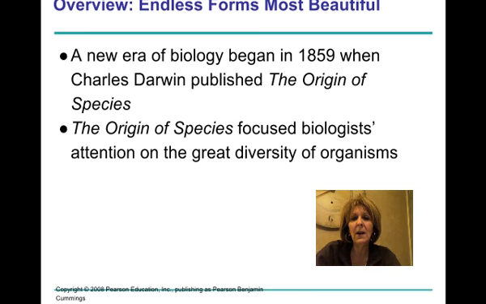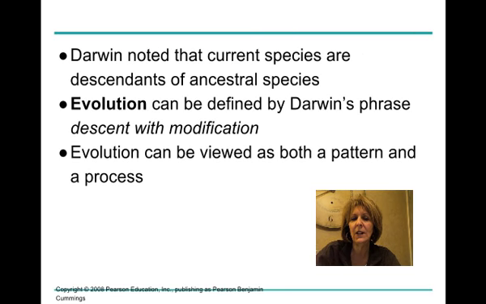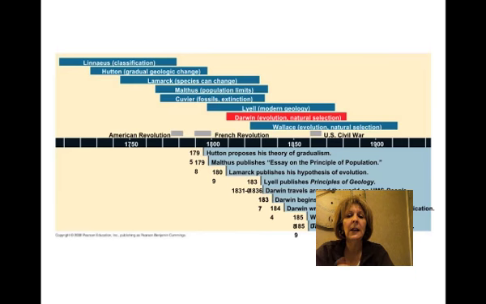So Darwin published his book on the origin of species in 1859. Of course, he had sat on that theory for many years. And actually, Darwin never used the word evolution. The phrase that he used was descent with modification. So the descendants of organisms that have changed.